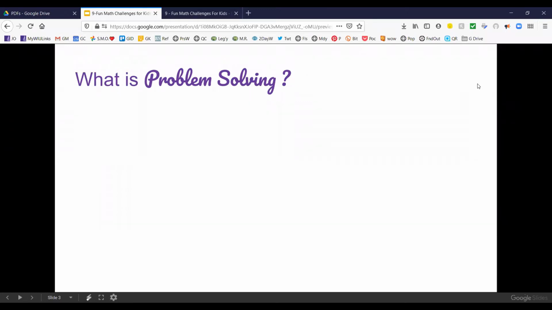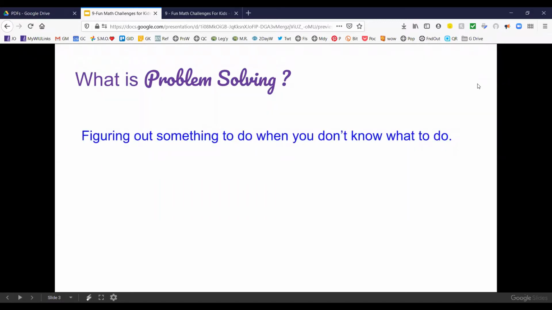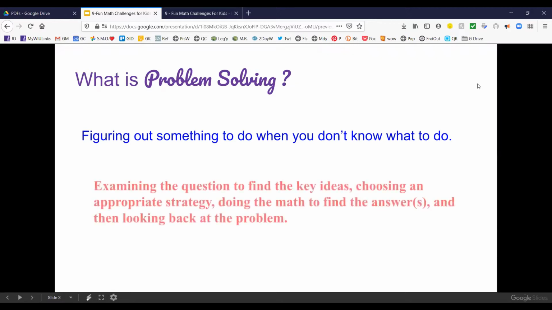What is problem solving? Problem solving is a situation that you haven't seen before and no one has shown you how to solve it. A simple way to think about it is figuring out something to do when you don't know what to do. Another definition is examining the question to find the key ideas, choosing an appropriate strategy, doing the math to find the answer or answers, and then looking back at the problem.